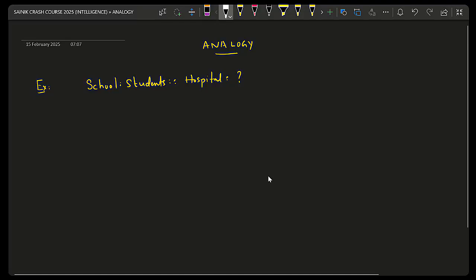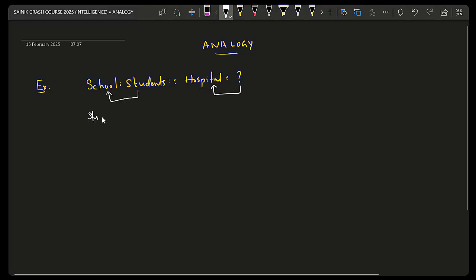Patients go to hospital. Students go to school to learn. Patients go to hospital to treat themselves, right? Yes, you can write the explanation. So what is the relation we can write?